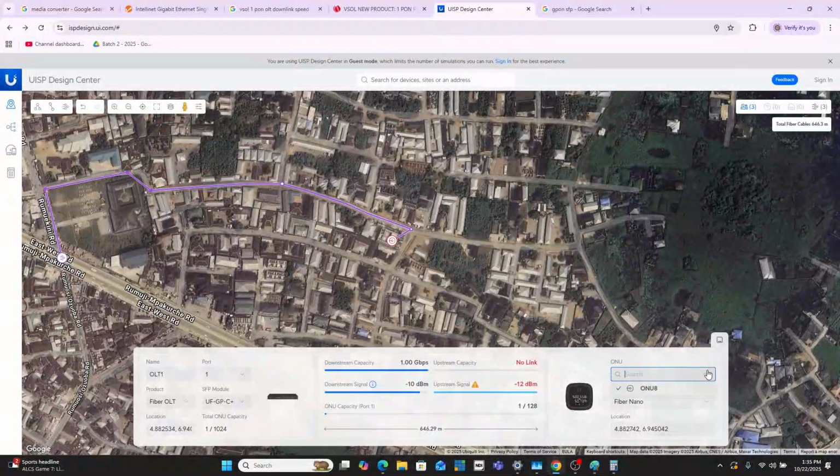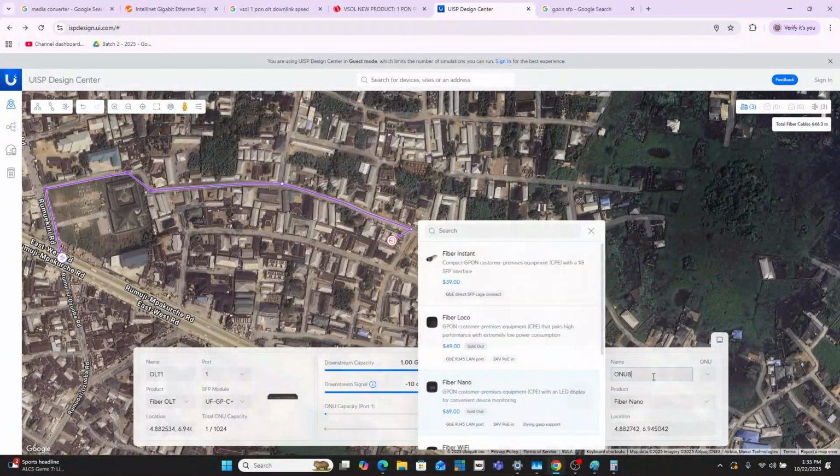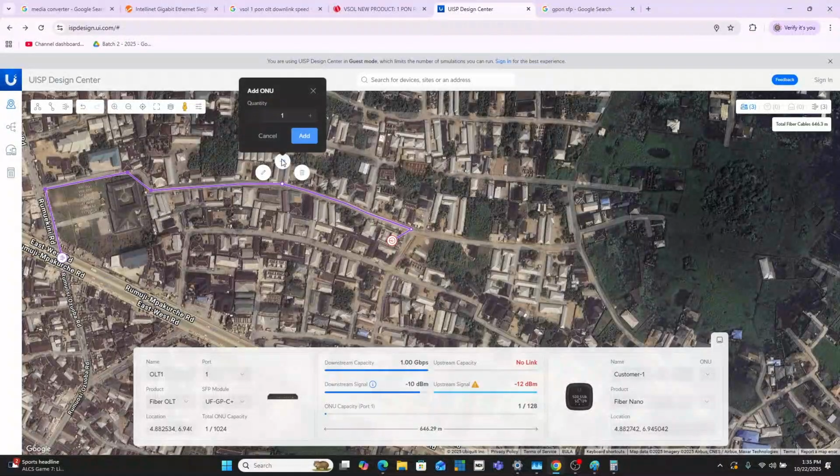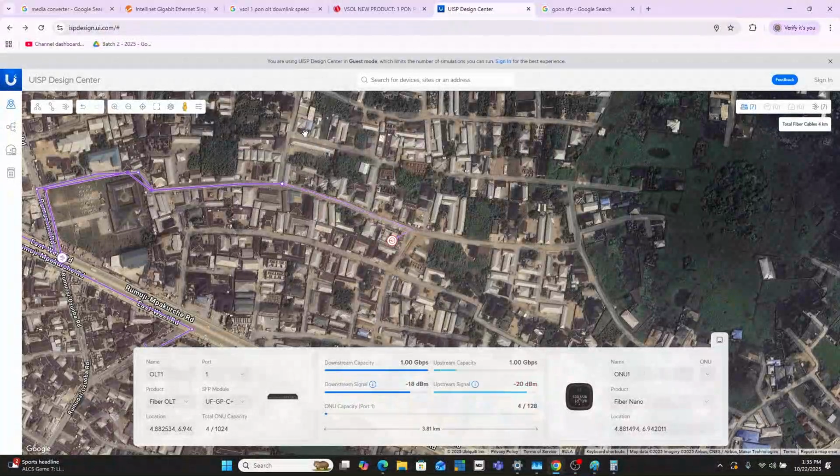How many ONUs do I still have in my own? ONU 8, okay. So that's just one. Instead of ONU 8, I'll call it customer dash 1. To add another customer, I come back to that splitter, right? Do you see add ONU? I see it. I add one. If I need more, I can add the quantity, maybe 3.